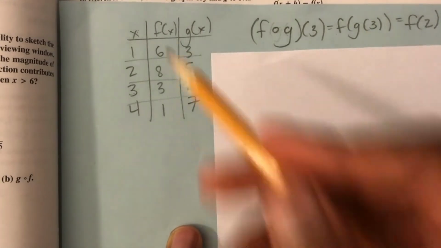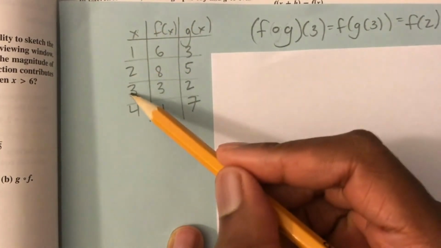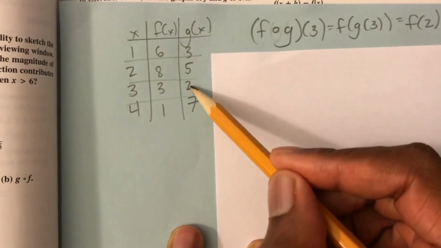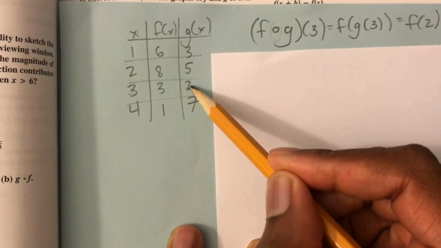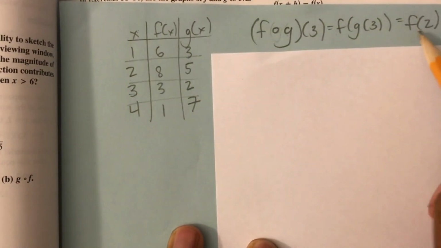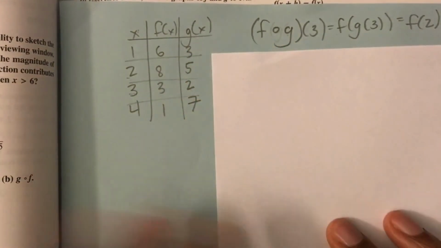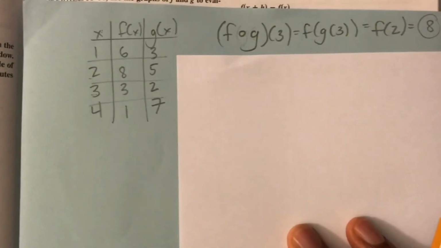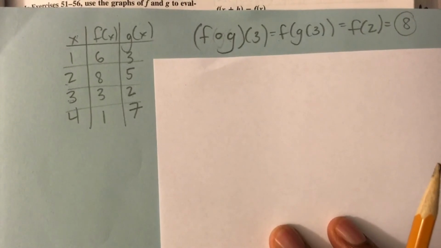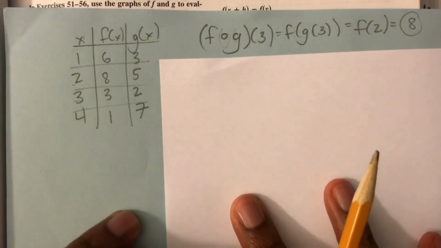G of 3, you just go to your table. When x is 3, g of x is 2, so g of 3 is a 2. So now I know, okay, let's find f of 2. Go back to the table. F of 2 is an 8, so therefore the answer is 8. No problem.